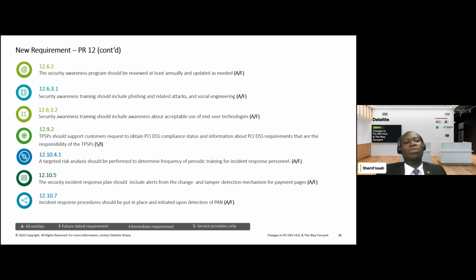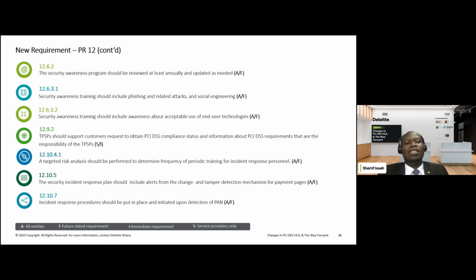Then section 12.6.3 says that the security awareness training should include phishing and related attacks and social engineering. So I would say this is a minimum baseline. If you want to have an awareness program, you should make sure it includes phishing and related attacks as well as social engineering. And section 12.6.3.2 says that the security awareness training should also include awareness about acceptable use of end-user technologies. Yes, employees might have read and signed the acceptable use policy, but the point is, in our awareness space, we need to also drum home the point to them.